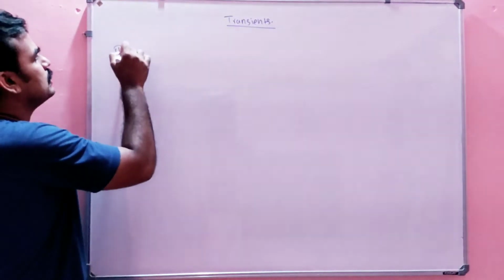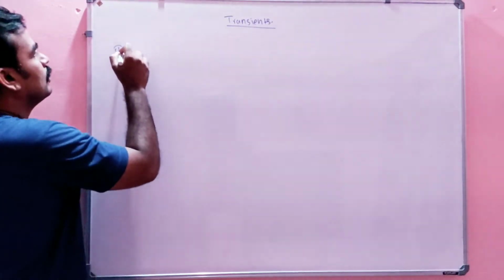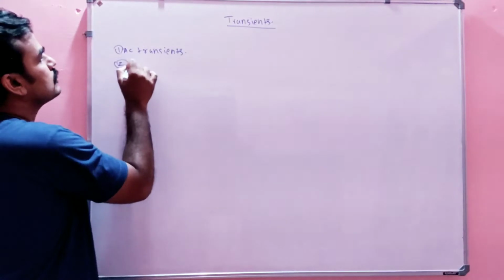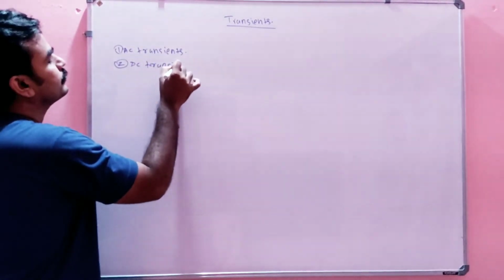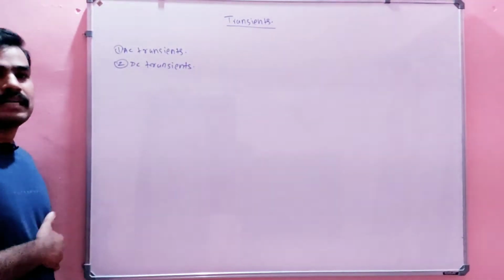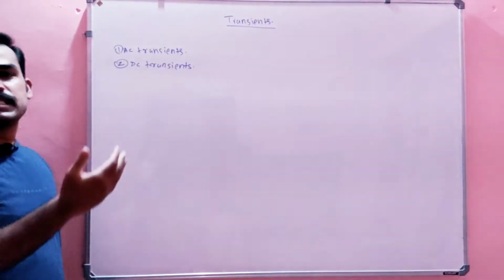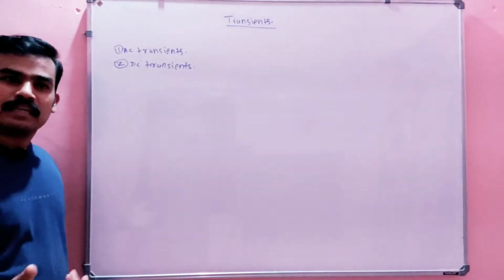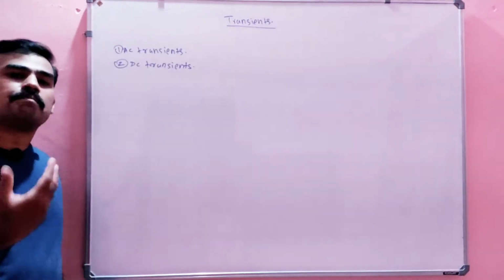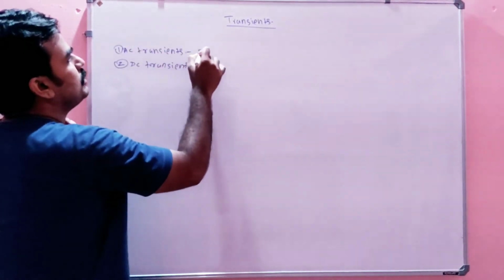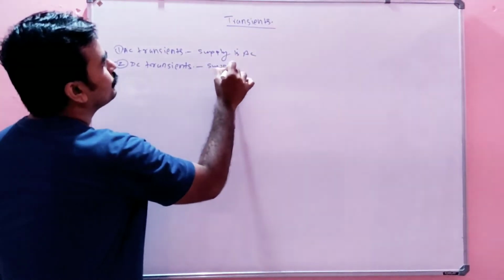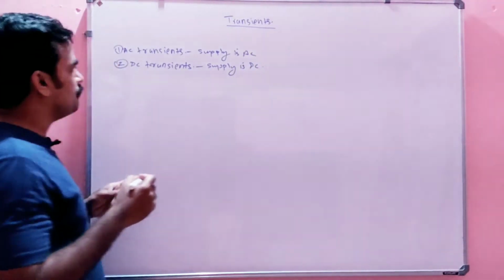The first one is AC transients, and the second one is DC transients. That means there are two types of transients, AC transients and DC transients. AC transients means the source is AC, like our tube light case at home. That is a type of AC transient. DC transients means the supply is simply DC. So for AC transients the supply is AC, and here the supply is DC. That is the only difference.